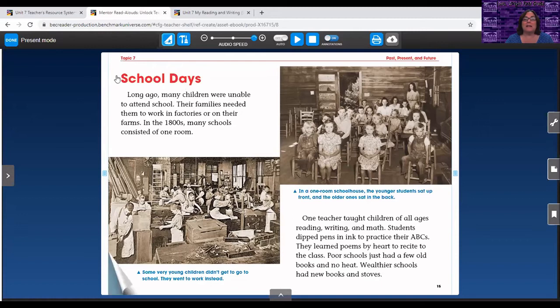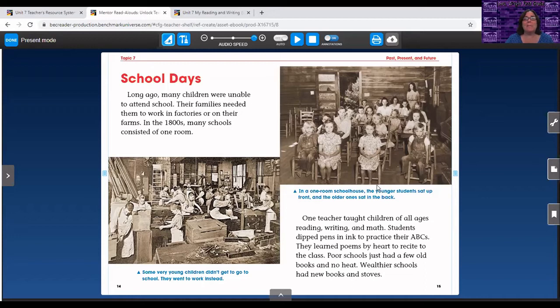And we're going to look at the title right here, School Days. When we're trying to decide if it's fiction or nonfiction, we look to see if there are photographs or illustrations. And right here, I see 2 photographs. And under the photographs, I see a sentence or 2 under each photograph. Does anybody remember what we call those? You're right, captions. So if we have photographs and captions, we know it's going to be a nonfiction text.